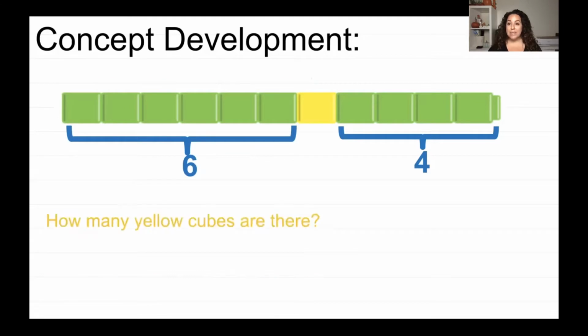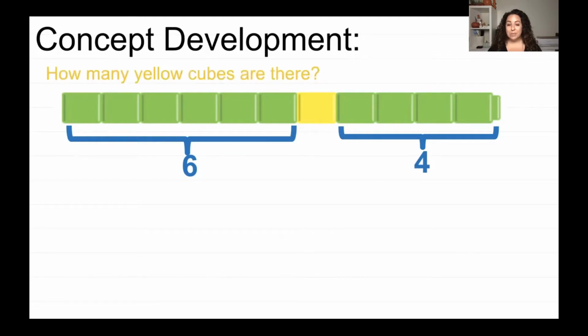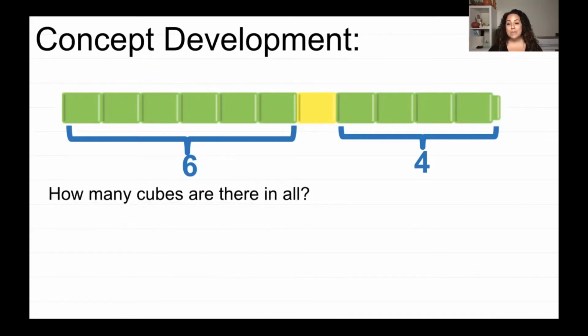Now, how many yellow cubes are there? Well, I just have 1. I don't really need to count that. And how many cubes are there in all? Go ahead and figure that out. And if you said 11, then you're right. There are 11 cubes in all. Now, you could have figured that out by counting them one by one, or maybe you knew that 6 plus 4 was 10, and then one more is 11.